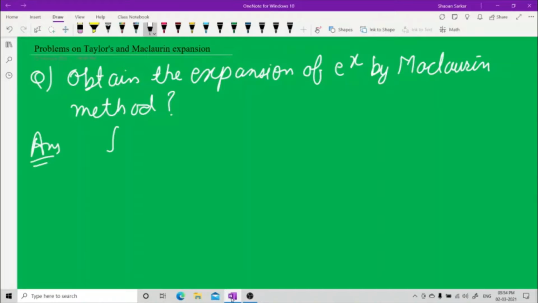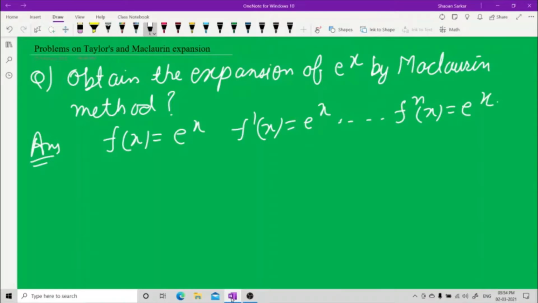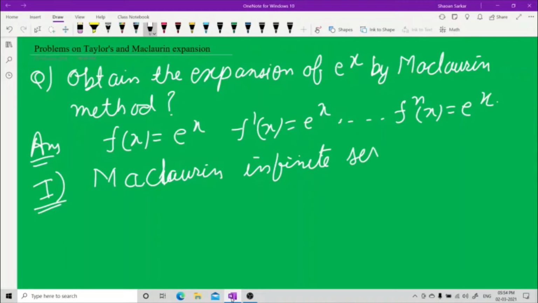Now in this, the answer: f(x) is e to the power of x, f dash x is also e to the power of x, and so forth. f^n(x) is also e to the power of x. You can use two different approaches. The number one approach: you use this formula straight away for the infinite series. You write Maclaurin's infinite series, and this is valid for this interval 0 to x.